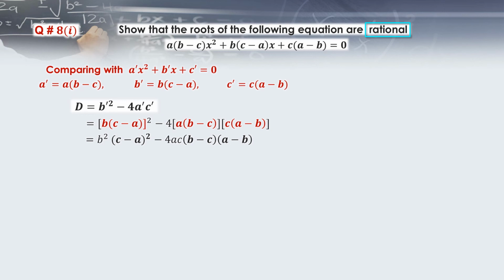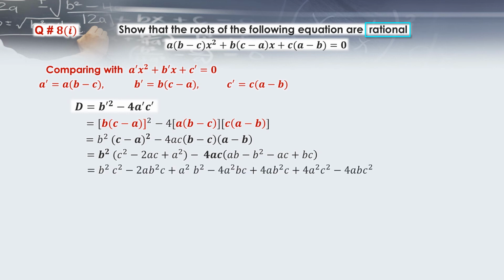Now we have to expand the square of c minus a and the product of b minus c and a minus b like this. In the next step, b squared will be multiplied with each term of the bracket. Similarly, minus 4ac has been multiplied with each term inside the bracket. Now we have got 7 terms in all. We observe that the only like terms are minus 2ab squared c and 4ab squared c. They will be simplified to make a single term 2ab squared c. Hence the 7 terms have reduced to 6 terms now.